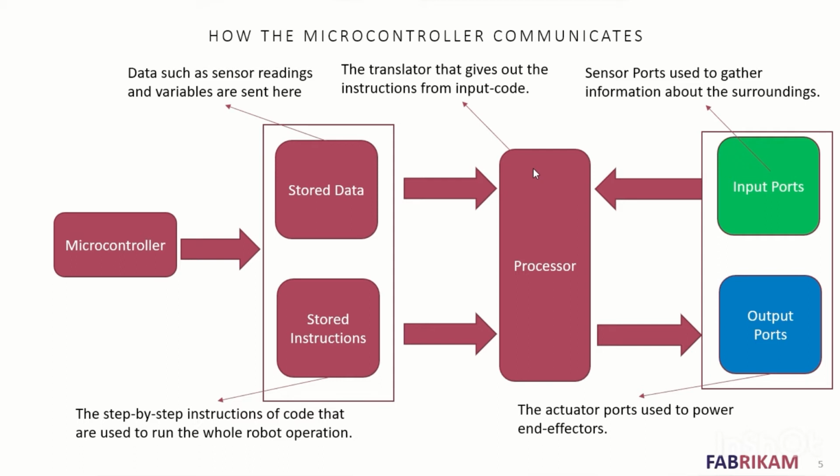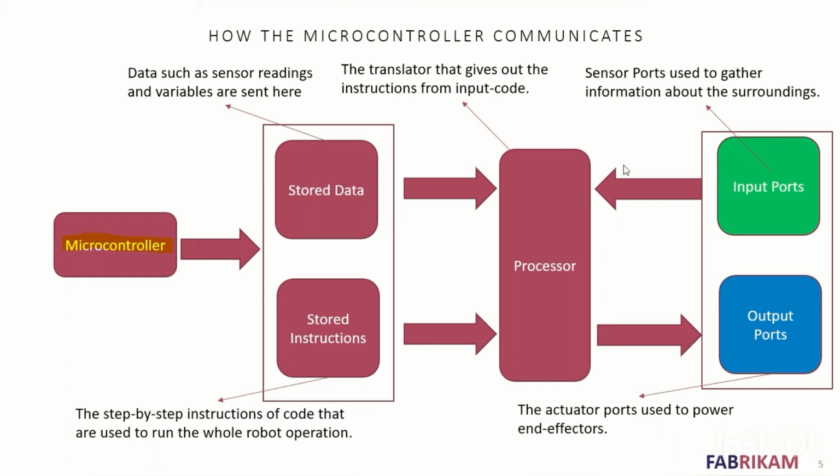The microcontroller has to read two types of instructions. One of them is binary code, which only the microcontroller can read, and the other one is the stored data and stored instructions. So it converts this code, like Java or C++, over to binary code using the processor.